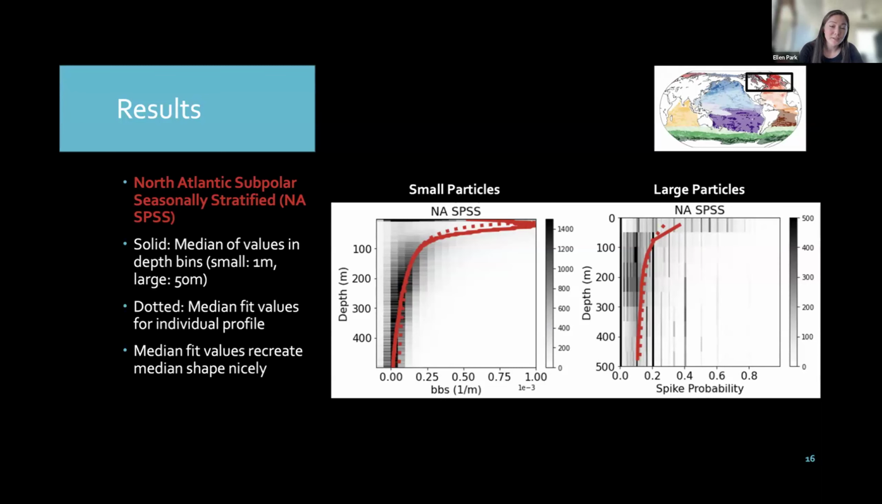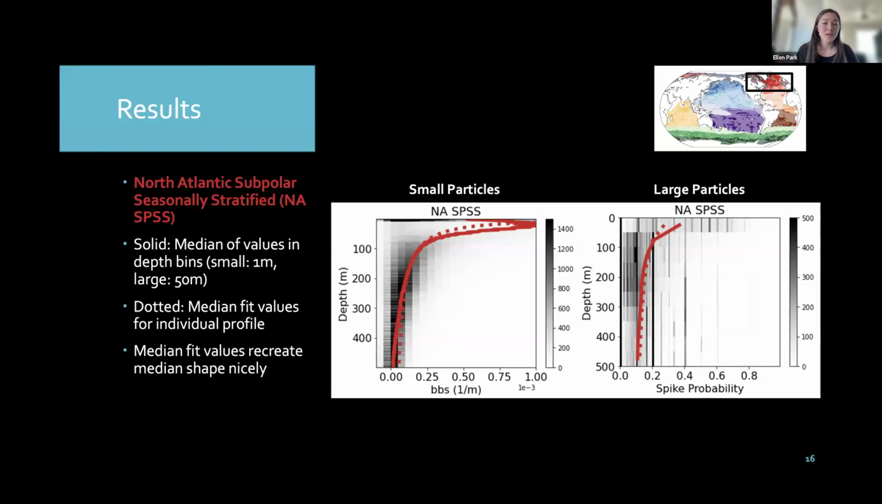The solid line is the median value in all of the depth bins, and the dashed or dotted line is the Martin curve using the median of the fit values, so the B values from all of the profiles. And you can see that the median fit recreates the median of the data quite nicely for both the small and the large particles.